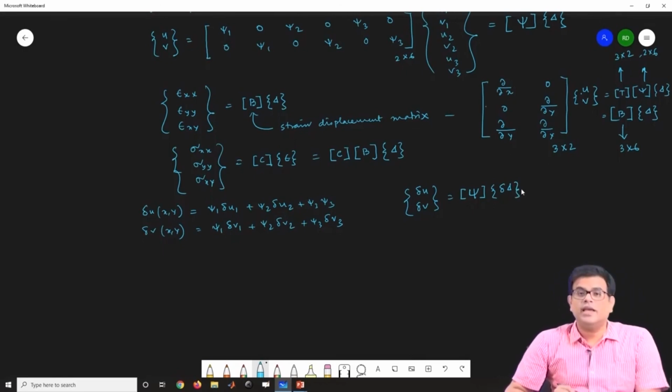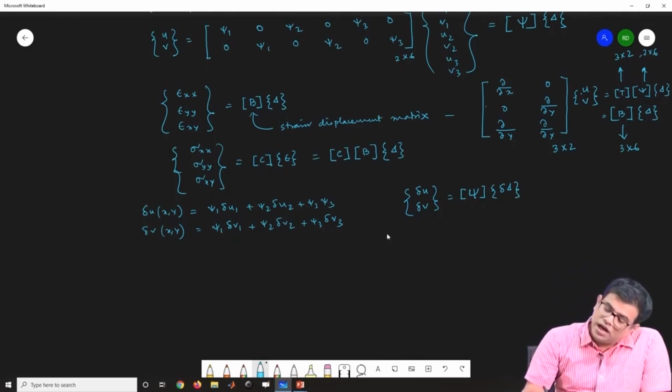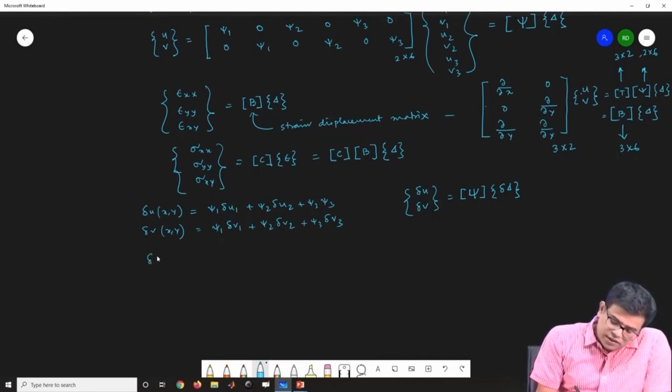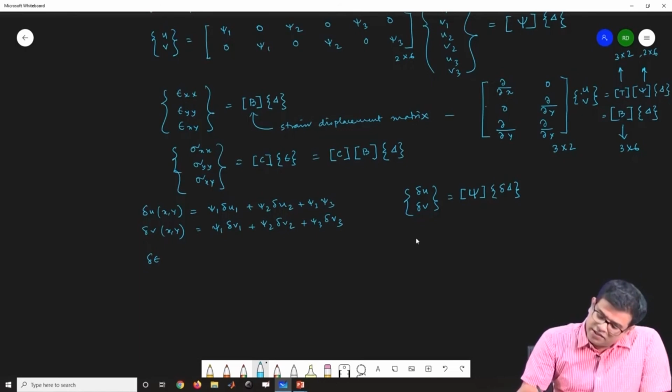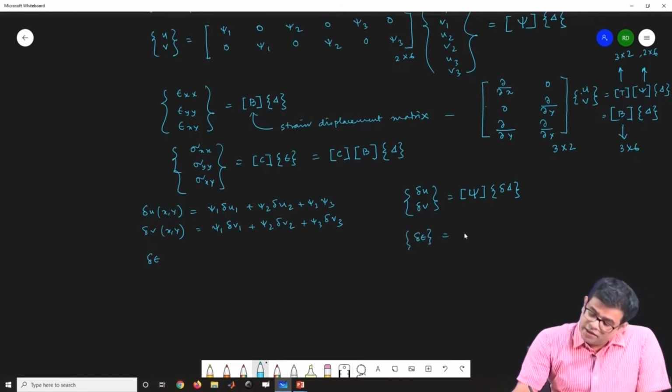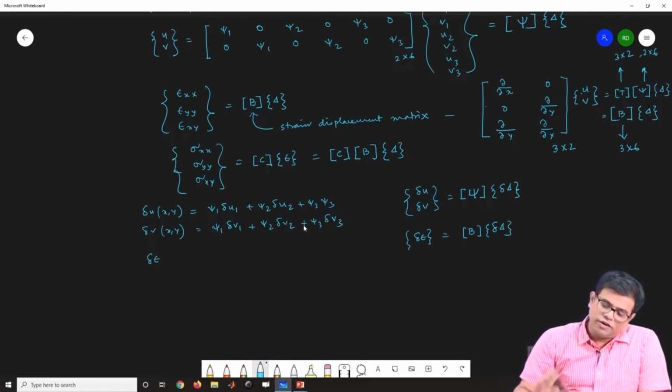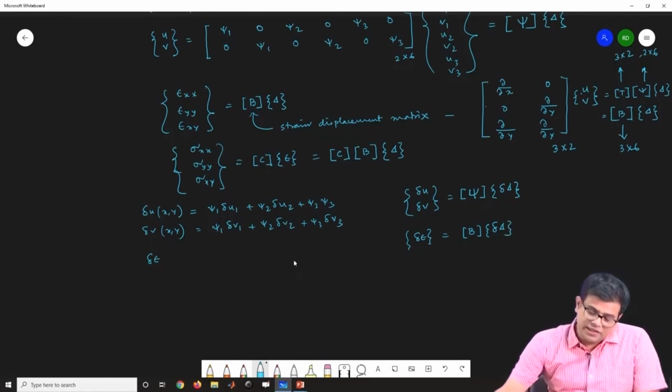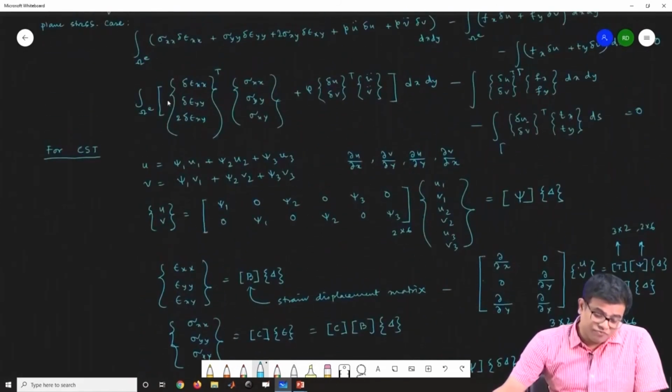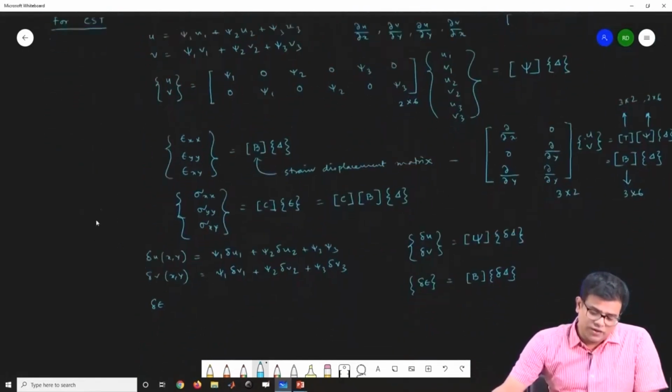Similarly we can compute the variation of strains. So delta epsilon matrix will be similar to this: the B matrix into the variation of delta. So I know everything. Now if I plug this information into the virtual work equation, then what will I get?